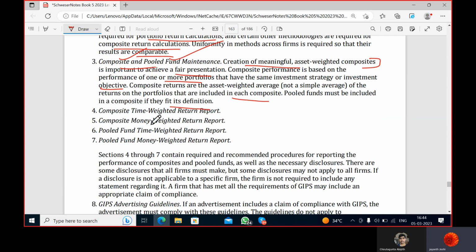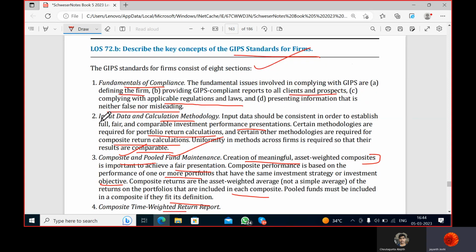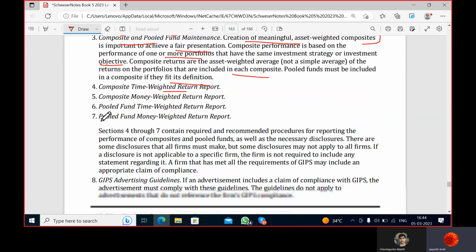Composite time weighted return report. Then again, what we have discussed, GIPS standards for firms consist of 8 sections. So the fourth section is this. Then composite money weighted return report. Time weighted means time has been given the weightage. Money weighted means money has been given the weightage, how much money it's giving you. Then pooled fund. What do you mean by composite?